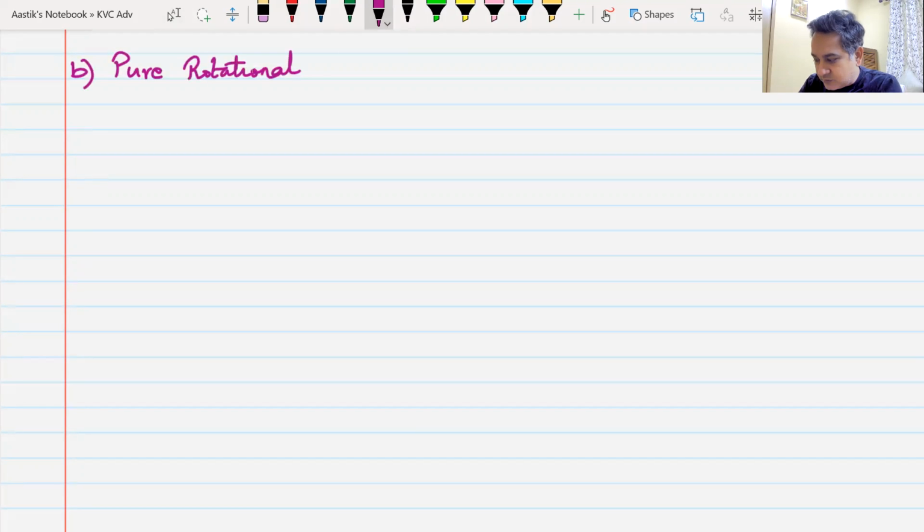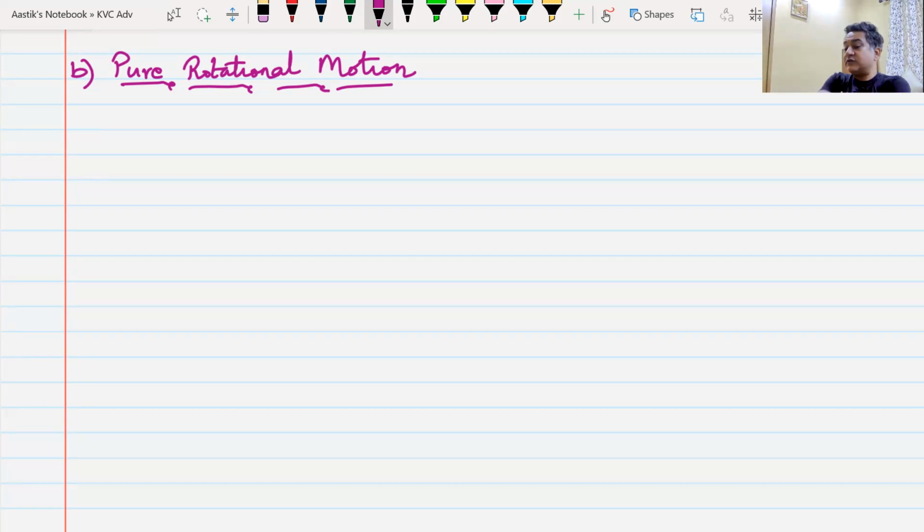Pure rotational motion. And I told you, circular motion is not rotational because it is translational. Then what is rotational? What is pure rotational? Tell me, what is pure rotational? Circular is not rotational. For circular, translation.